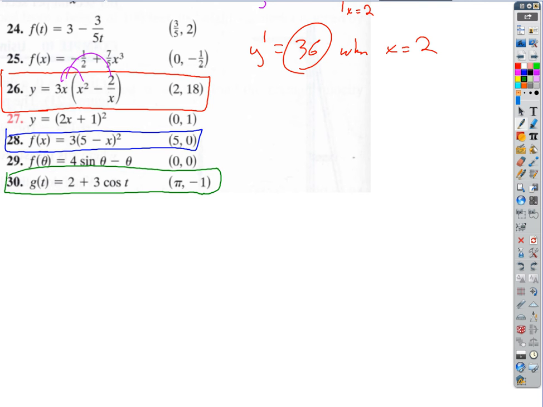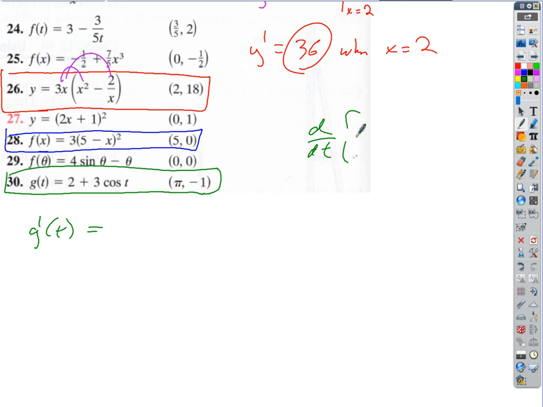What about this? If we want to evaluate that derivative at the point pi, negative 1. Well, we can actually take that derivative directly. What's g prime of t? First term is going to give me 0. Derivative of a constant is 0. So then we get 3 times, I get the derivative of 3 cosine t, but the 3 I can just pull up front, right?